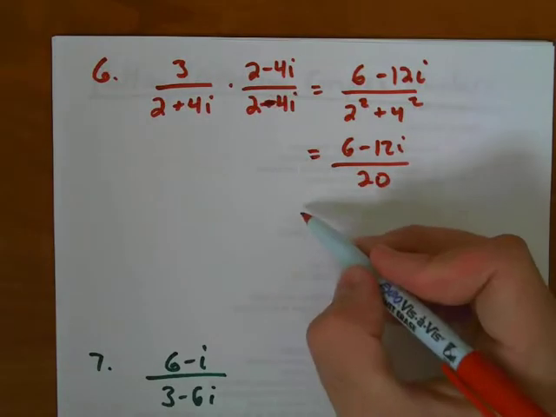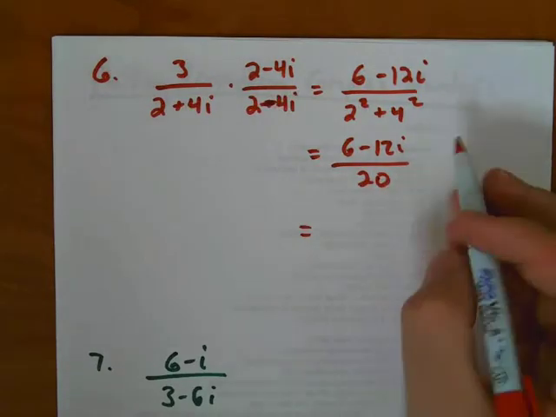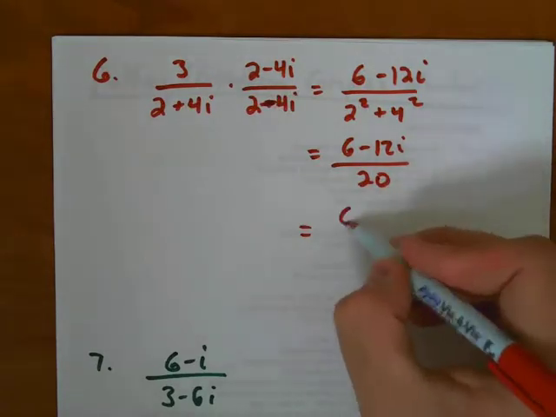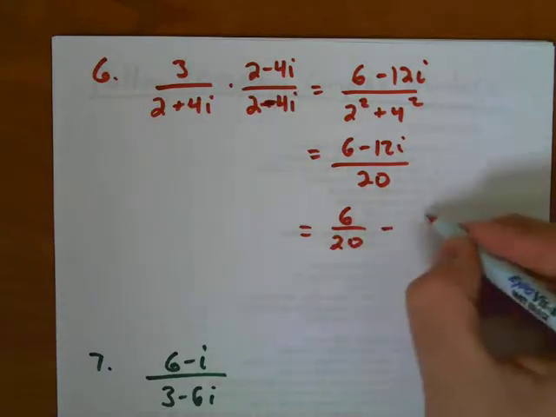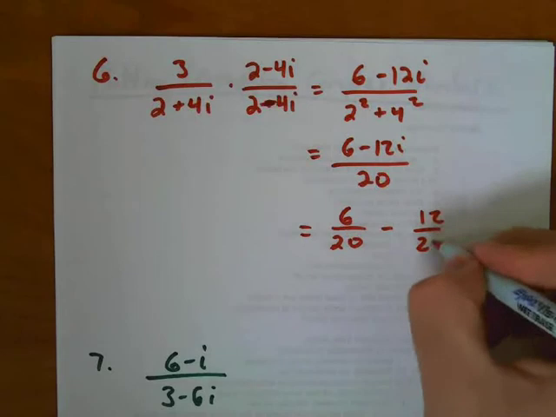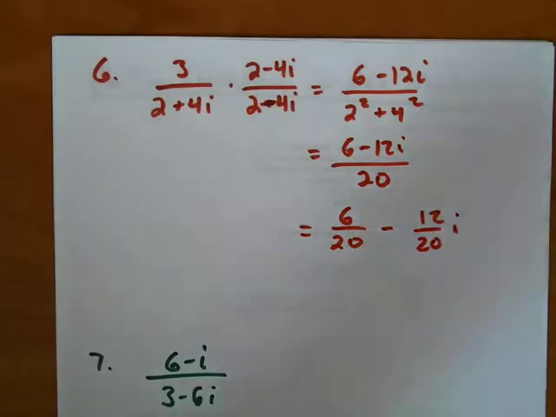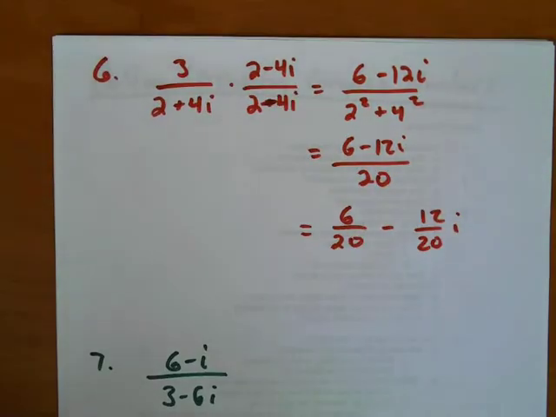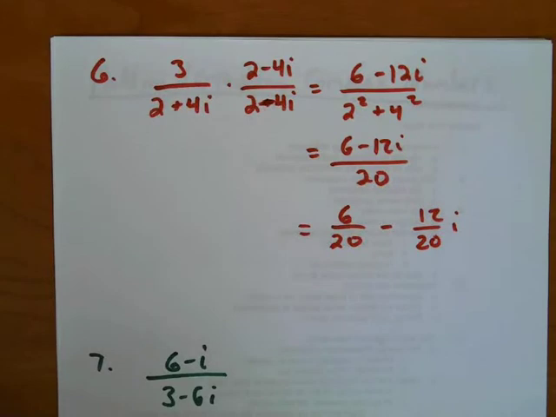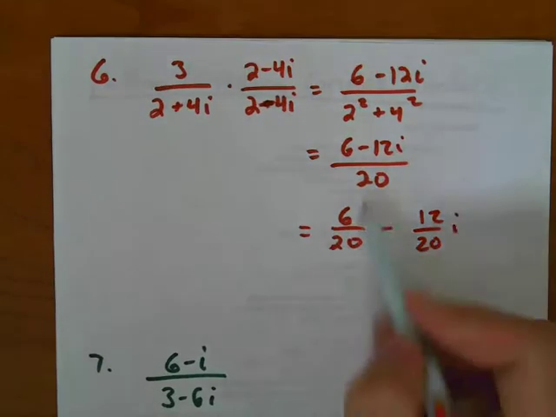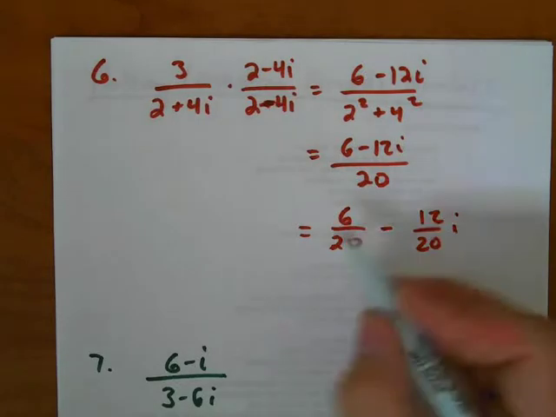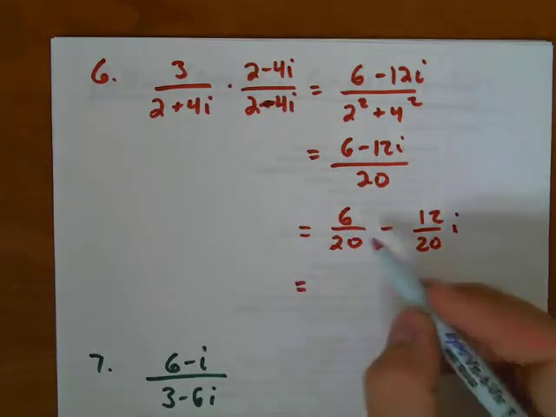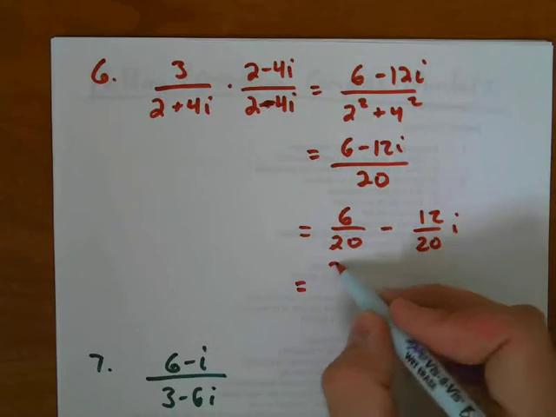And from there, it's always best if you write complex numbers in terms of a real portion plus or minus an imaginary portion. Okay, so what I did is I split up the fraction into two fractions. All right, I divided 6 by 20 and I divided 12 by 20. And those can be reduced. These are both divisible by 2.